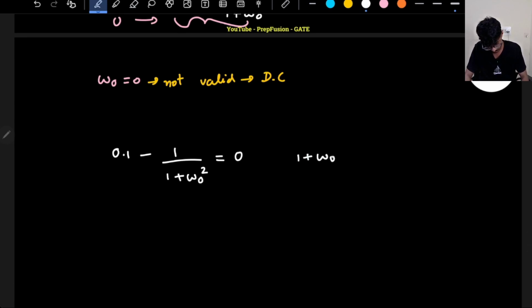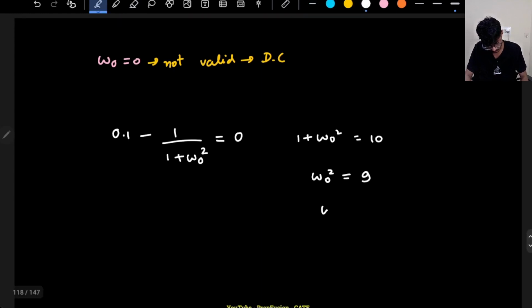So 1 plus omega naught whole square equals 10, or omega naught whole square equals 9, or omega naught equals 3. Of course I will ignore the negative solution, it is plus minus 3, but the negative solution is not possible.